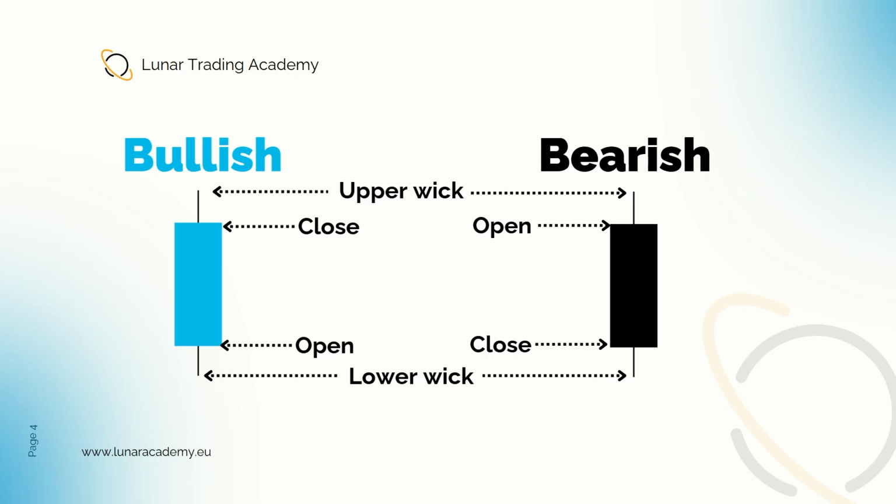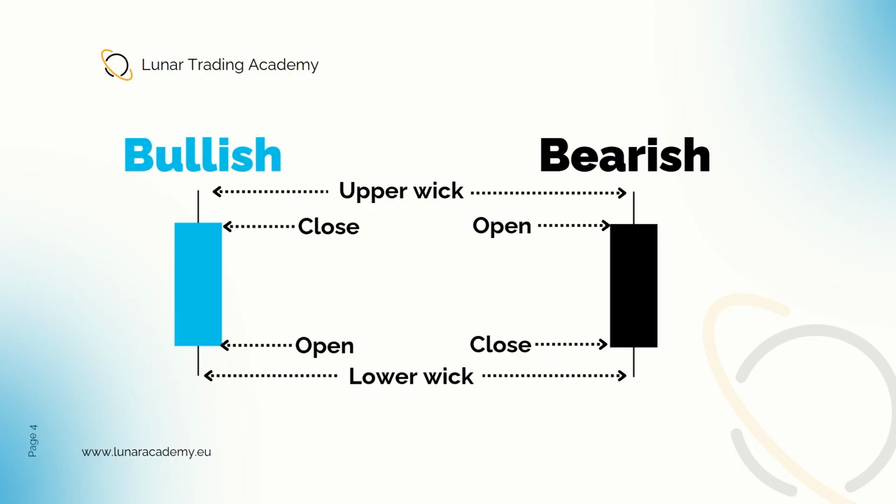There are two main types of candlesticks, bullish and bearish. A candlestick is bullish when it closes above the level where it opened. On the other hand, a candlestick is bearish when it closes below the level where it opened.